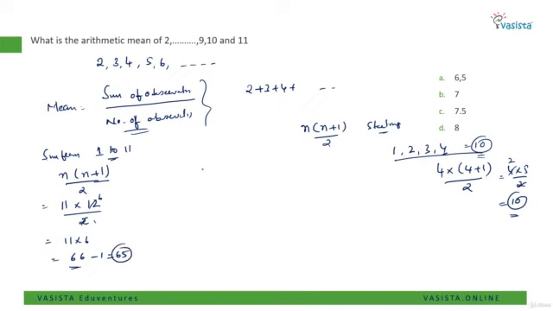Right, so the mean is equal to the sum of observations, that is 65. Now the number of observations, that is 11 total from 1 to 11, is 11 numbers, so subtract 1, that is going to be 10. So 65 by 10, which is going to be 6.5. So the arithmetic mean of the numbers from 2 to 11 is going to be 6.5. So option A is the right one.